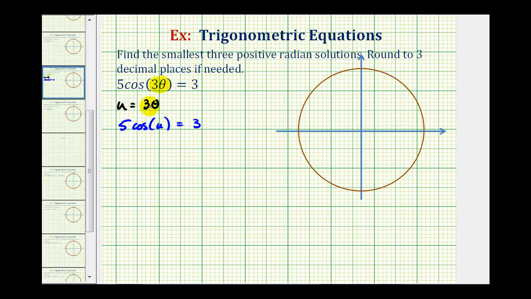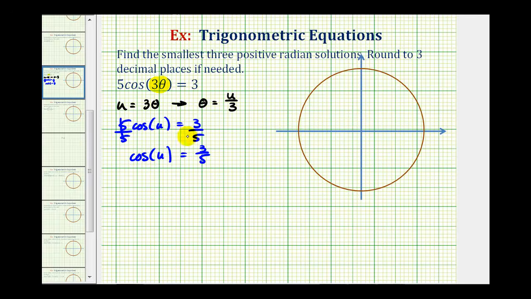Notice if we solve this equation for theta, we would have theta equals u divided by 3. So to isolate cosine u, we'll divide both sides by 5. So we have the equation cosine u equals 3/5. Well, we should recognize that we're not going to find function values of 3/5 using the unit circle or with reference triangles, so we will have to use the calculator to help us solve this.